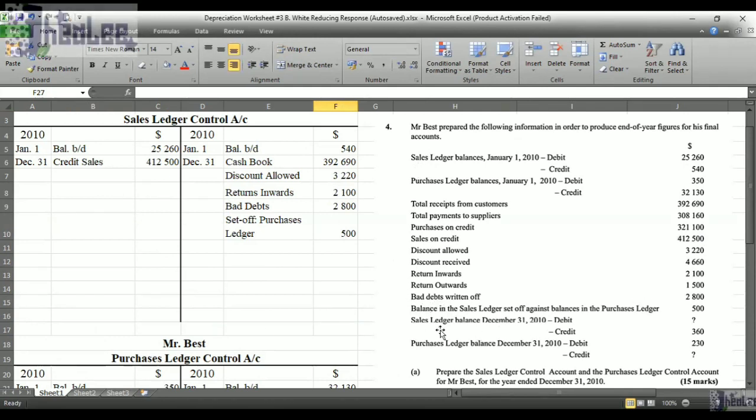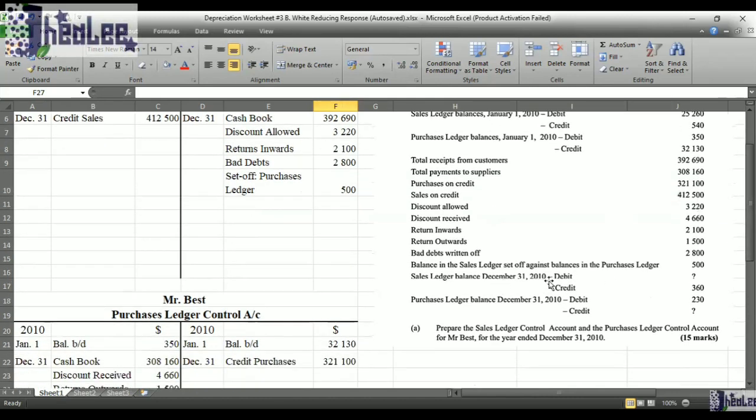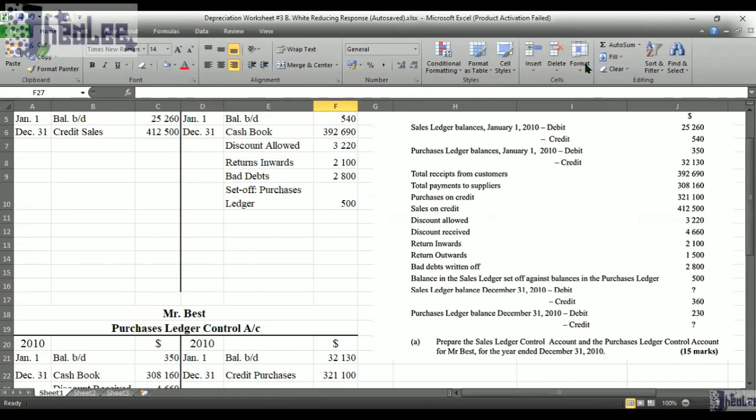So where we are at now is the sales ledger balance, December 31st, 2010, and these are your closing balances. And we have purchases ledger balance December 31st, 2010, and we're presented with a debit balance. Now, when you are given the closing balances, they're simply indicating that when you're finished, the balance brought down, for example, for the credit should be on the credit side.